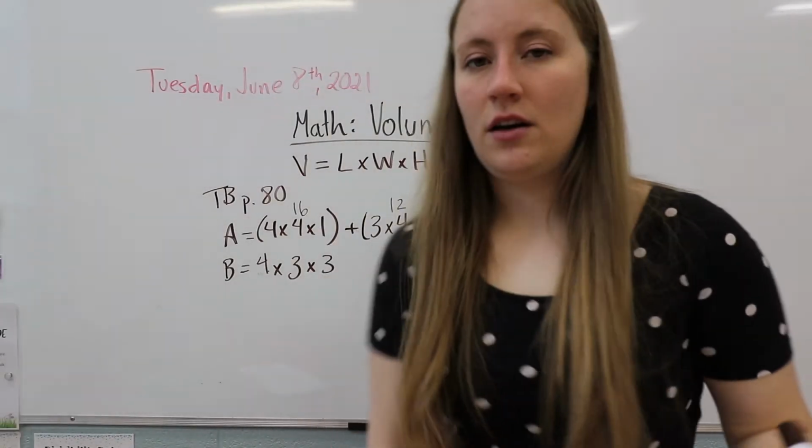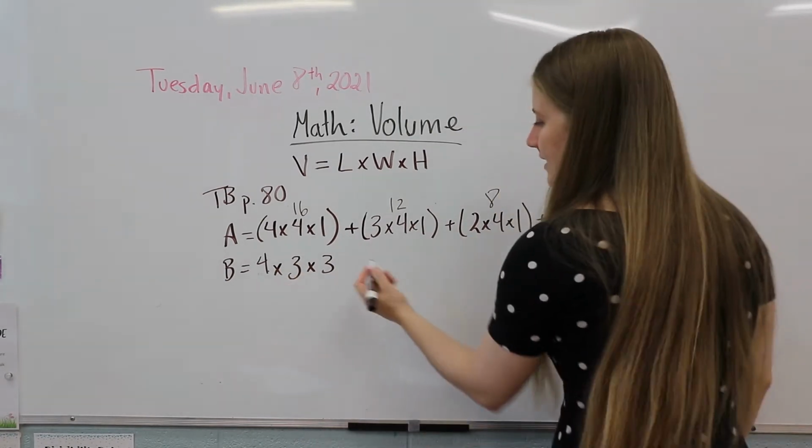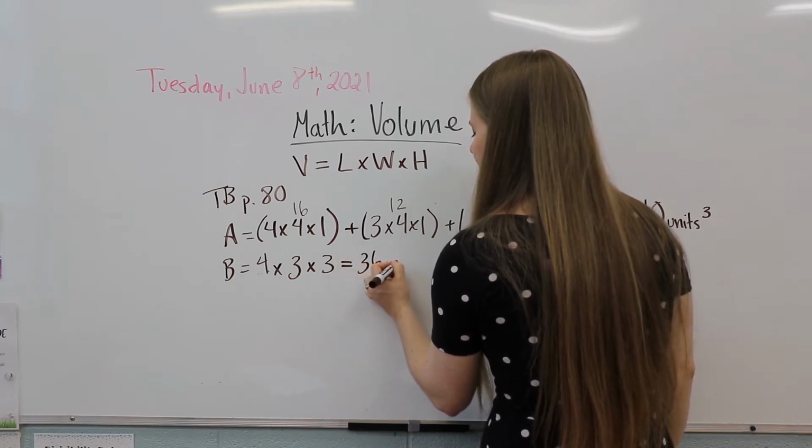Okay? So 3 times 3 is 9. 9 times 4 is 36. So B is 36 units cubed.